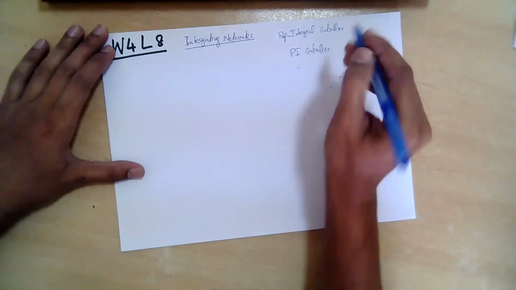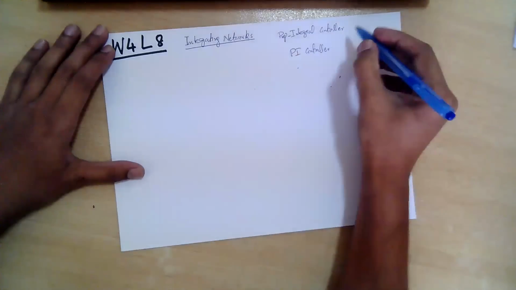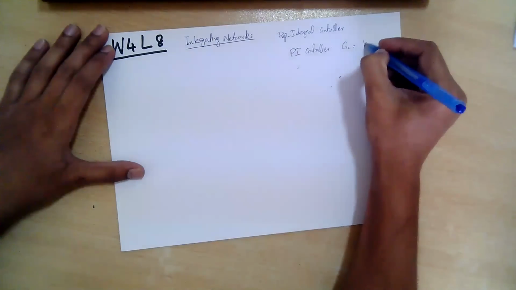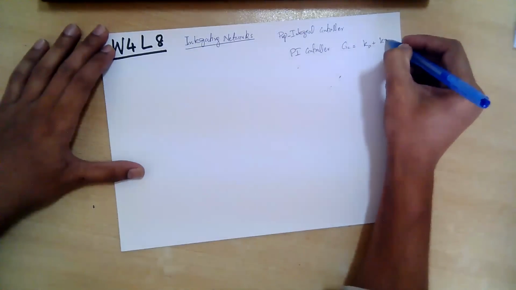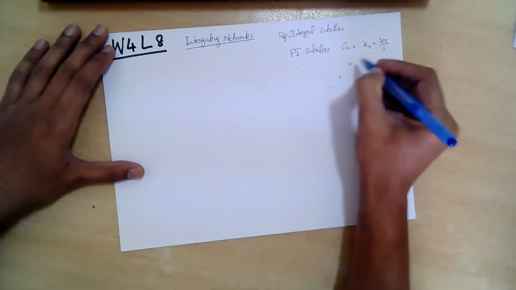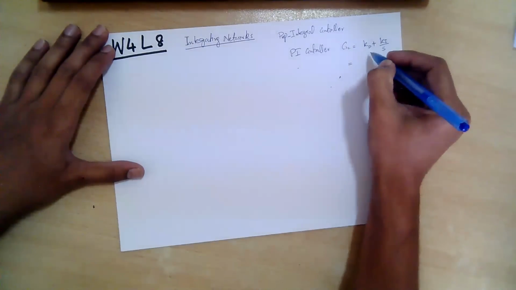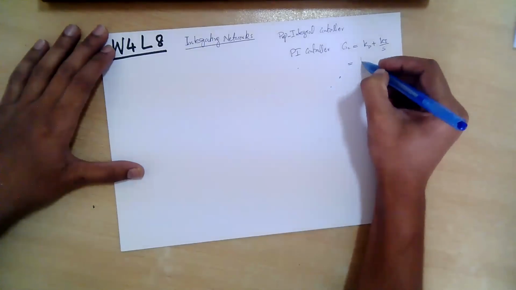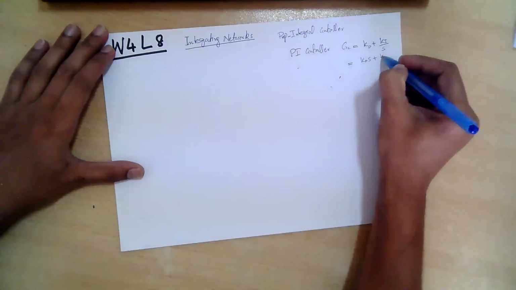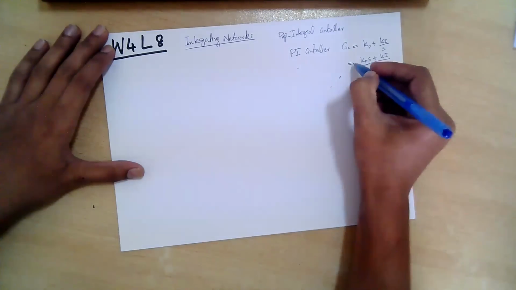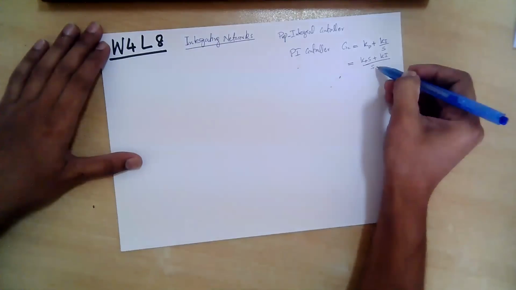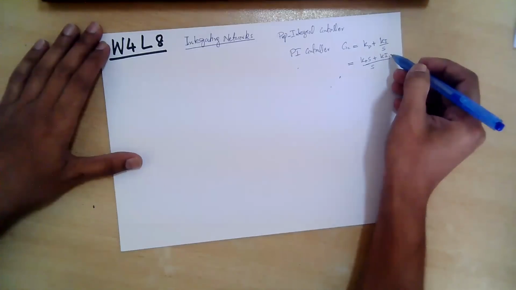And we know that the PI controller, the transfer function of the controller Gc, is Kp plus Ki over s. We already did this in chapter 7. So this integrating network is a combination of a pole at origin and a zero at a finite location, a real zero at a finite location.